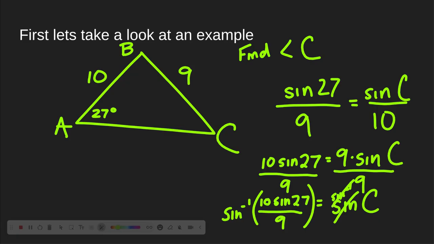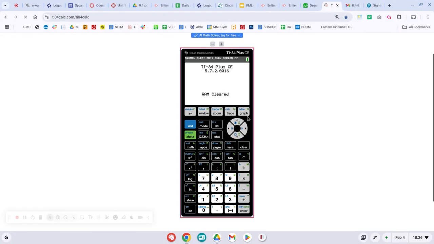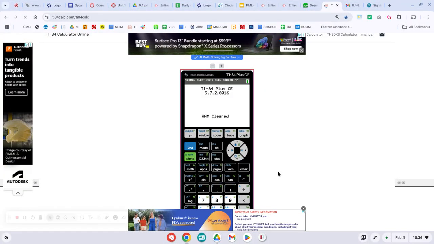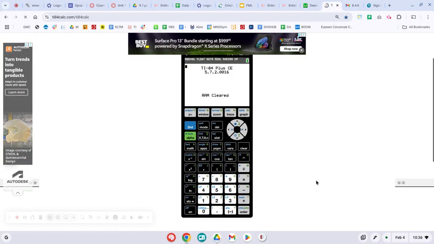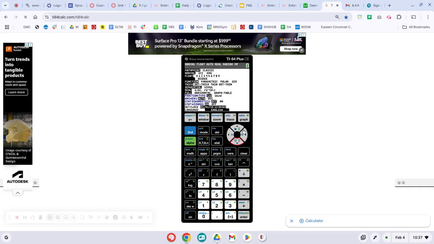So ready? In your graphing calculators, first, look up top. Are you in degrees? If it says radians, you are not. Notice I'm in radians because I just turned mine on. I've got to go to my mode and go down and go to degree and hit enter, okay? Now I'm good. Now it's switched to degrees.